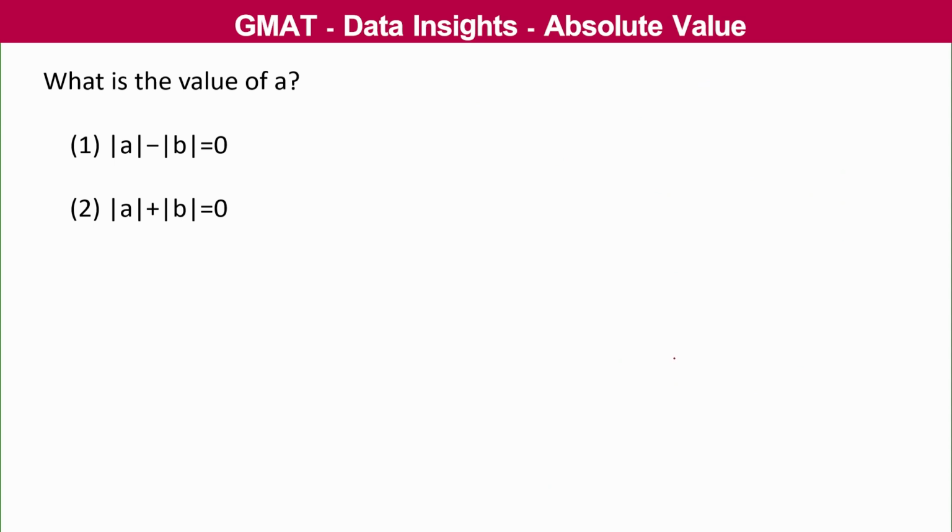What is the value of A? Statement 1 is telling us that mod A minus mod B is equal to 0. So this means that mod A is equal to mod B, but we don't know anything about the values of A and B, hence we cannot answer the question what is the value of A. Therefore, this statement is not sufficient.